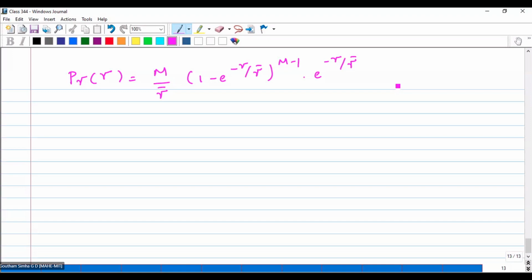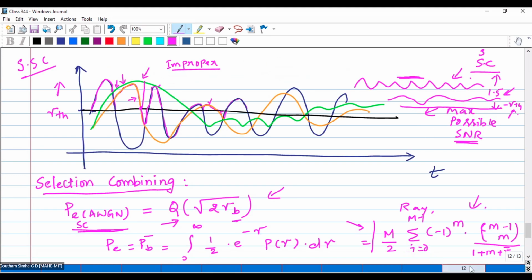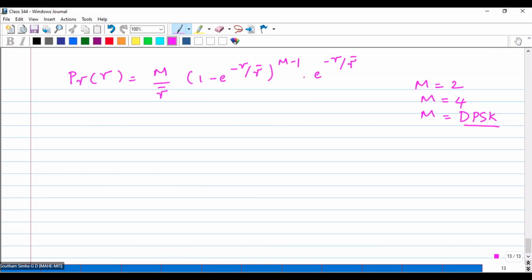BER of what constellation point do you want? What is the order you want? M is equal to 2 for BPSK. M is equal to 4 for QPSK. If you want to go for DPSK also, you can do that. For DPSK, I think in Andrea Goldsmith it has been given for this equation: m by 2 summation i equal to 0 to m minus 1, to the power of m minus 1 choose m, divided by 1 plus n plus gamma bar. So how to do that? From this equation, what you have to do is, BER of DPSK with selection combining and the Rayleigh PDF is to be understood. How do you understand?